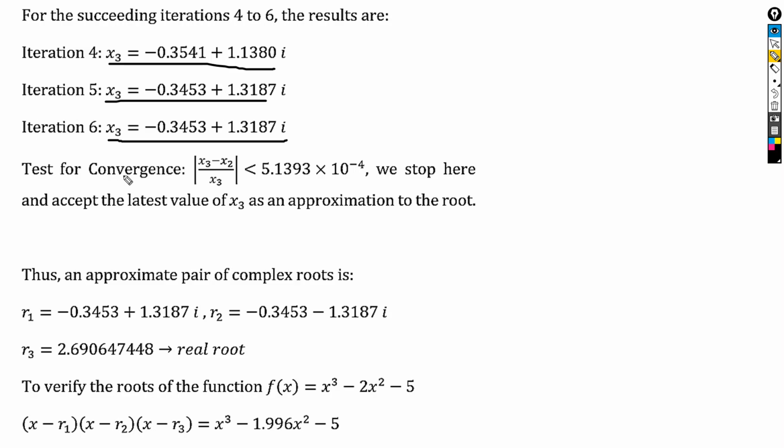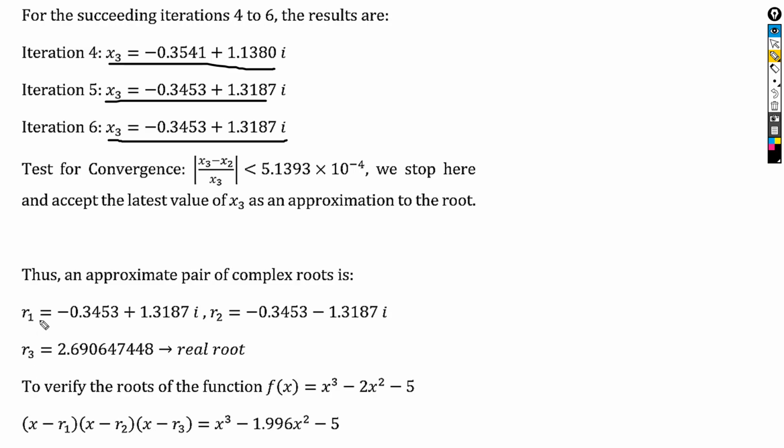So we have to test for convergence, we have to test the error. We have x3 minus x2 over x3, which gives this value of 5.1393 times 10 to the minus 4, and we all know that this error is almost negligible. So we stop here and accept the latest value of x3 as an approximation to the root.